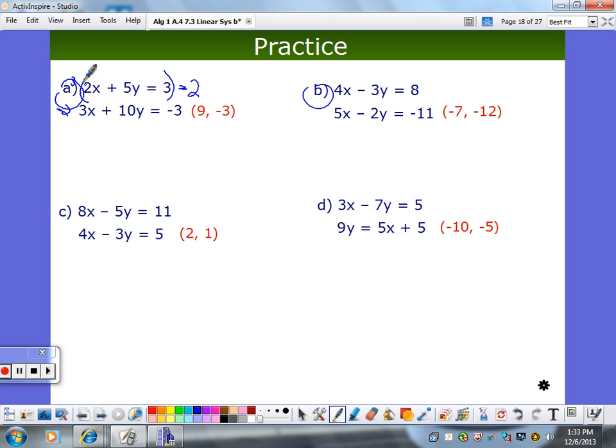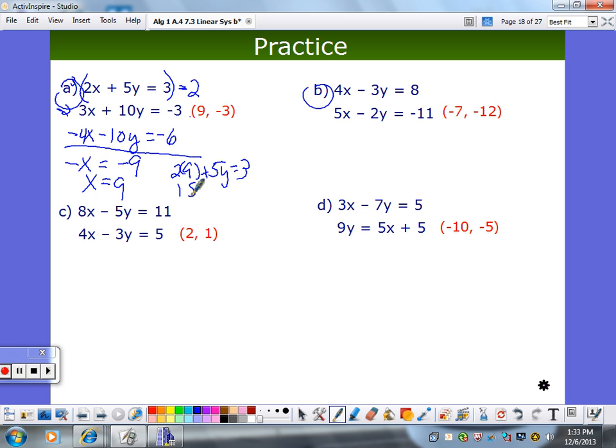Well, that's easier. Now, if you went ahead and did the x's, no problem. But I went and examined both just so that, maybe there's an easier way. So I'm multiplying the top one by negative 2. And now I can see my opposites. Negative x equals negative 9. So what's x? 9. Yay. Now we're going to find the y by plugging back in. 2 times x plus 5y equals 3. That's the top equation.